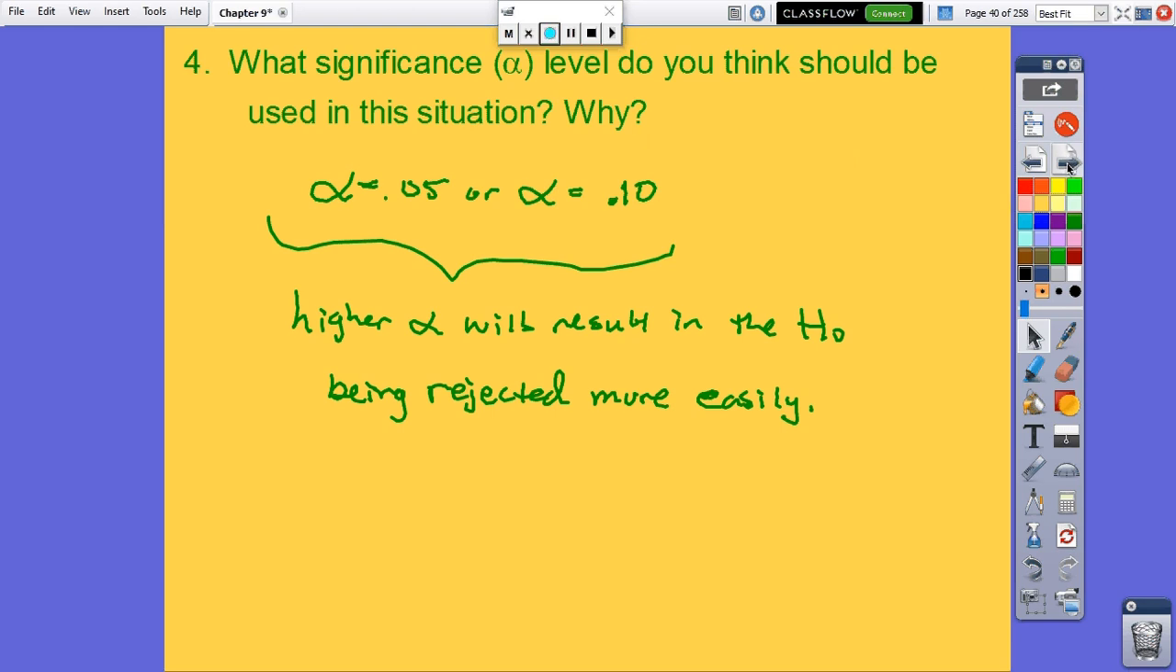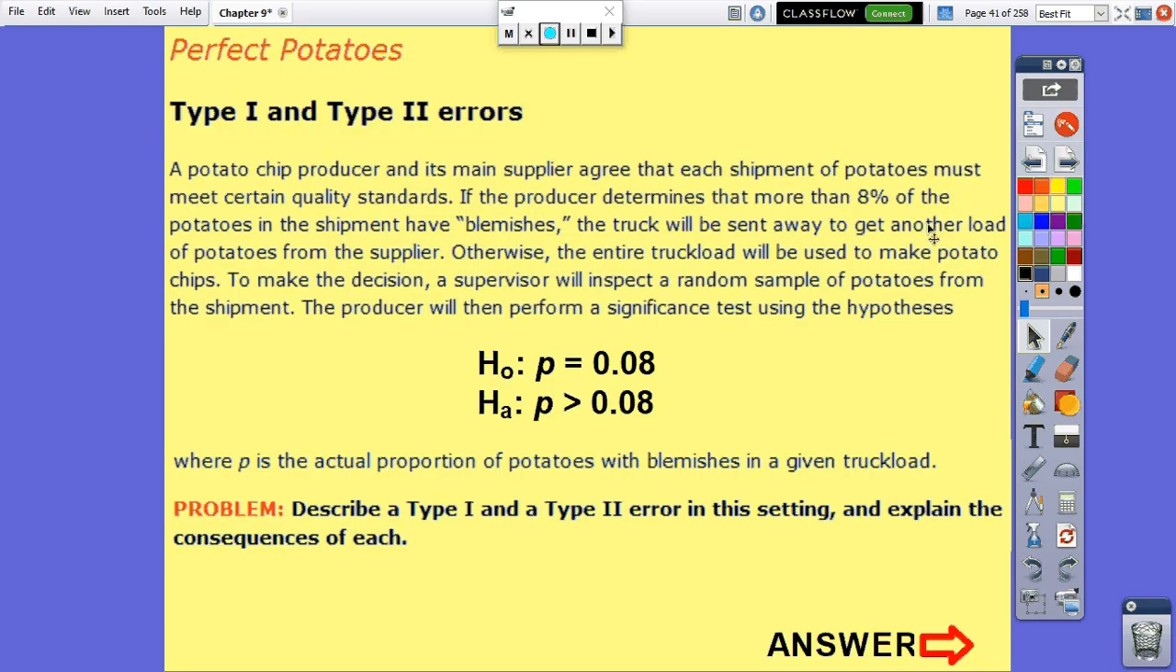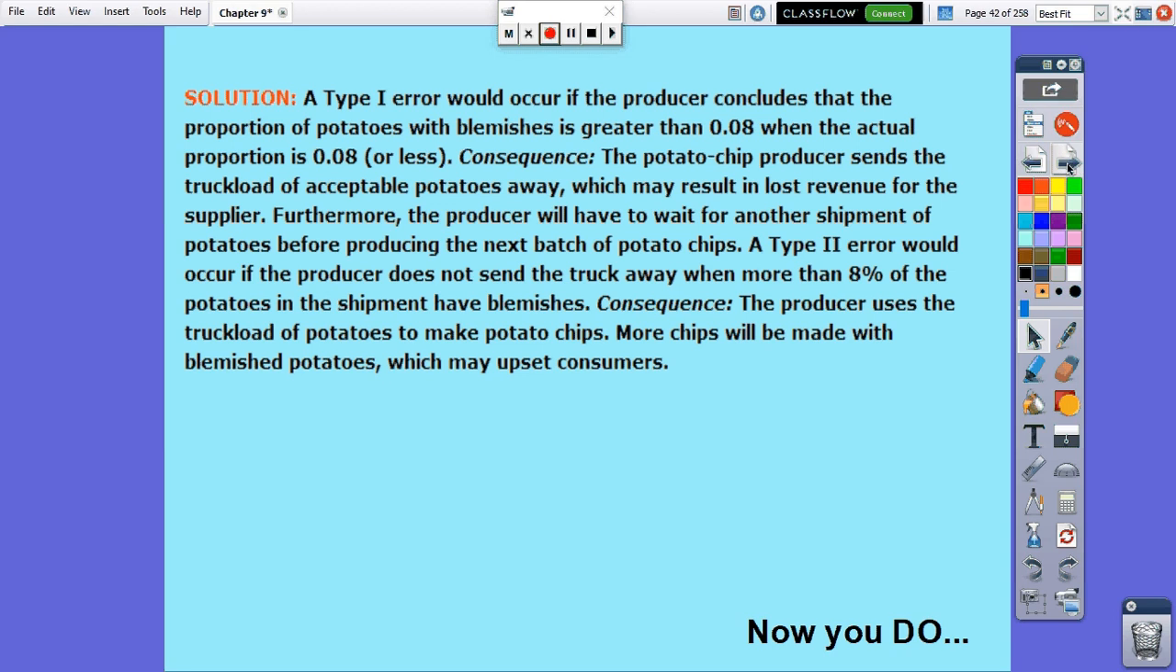All right. Now, I've got an example here for you. You can read through this. This is basically describing the same situation that we just went through. So you can pause the video, read through this if you like, and then you can look at what the answer is here.